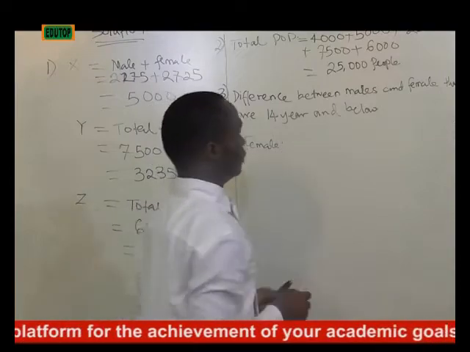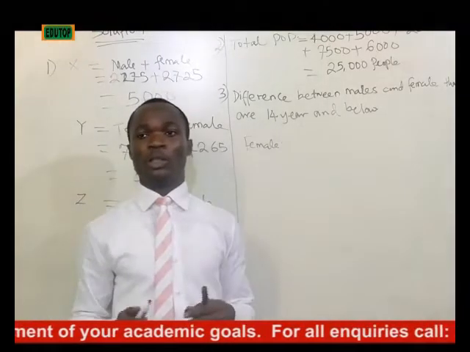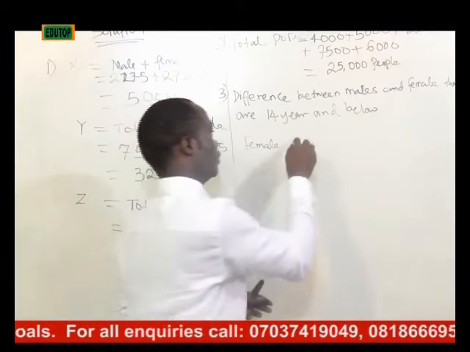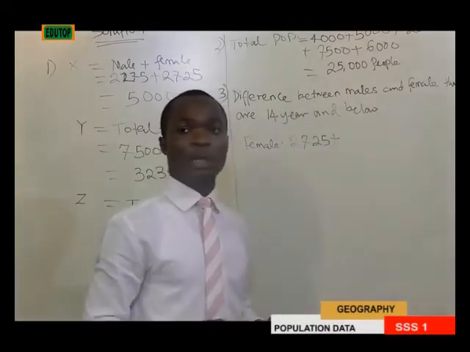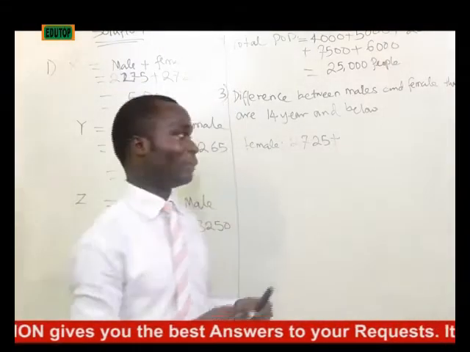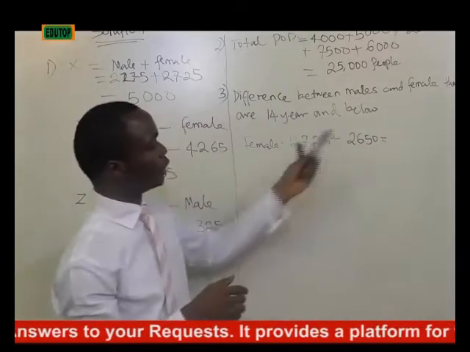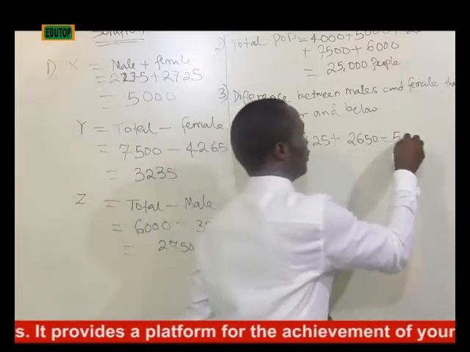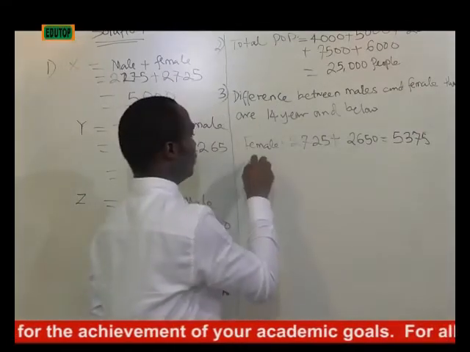For female, we have those who are 11 to 14 years to be 2,725. And those who are 10 years and below to be 2,650. Adding the two of them together, we have 5,375 female.